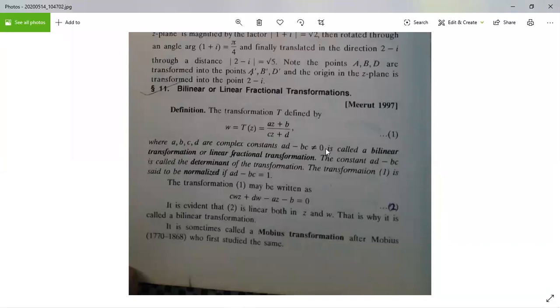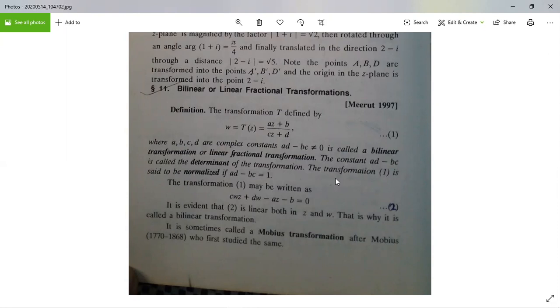AD minus BC not equal to 0 is called the bilinear transformation. The condition must be taken as AD minus BC not equal to 0. If AD minus BC is equal to 0, then this transformation will become a simple linear transformation. Therefore, the condition AD minus BC not equal to 0 must be satisfied in this transformation. Then the transformation is called bilinear transformation or linear functional transformation.